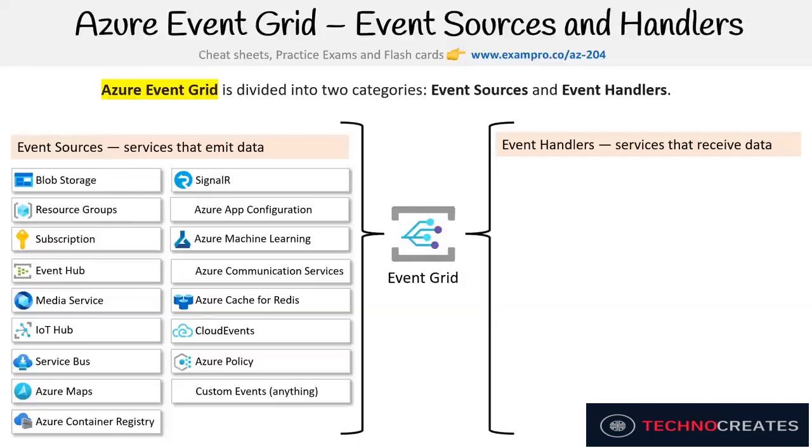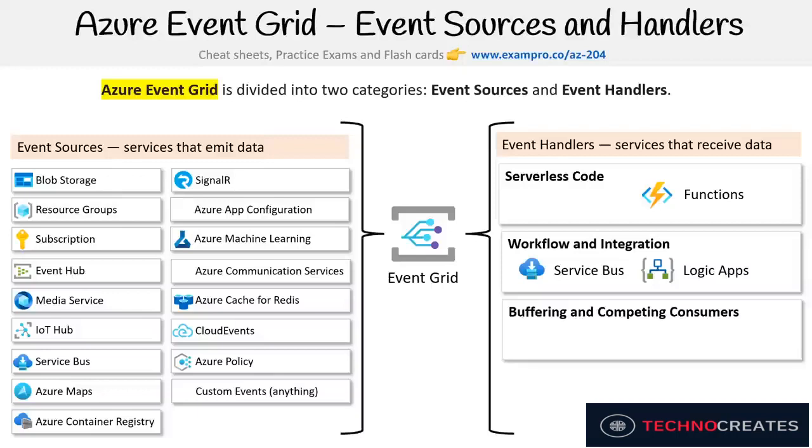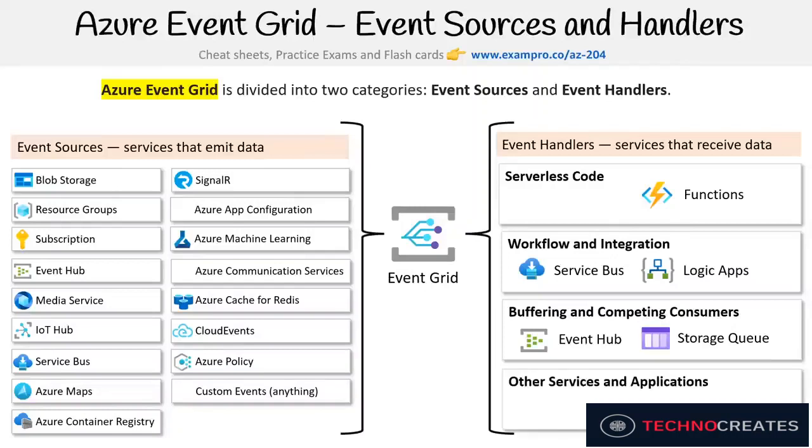I'm sure there's more native support for other services, but as you can see, we're limited for space. It can receive messages from a lot of places. For event handlers, the services that receive data, it could be serverless code, so think Azure Functions. We have workflow and integration, so think Service Bus and Logic Apps. Buffering and competing consumers, so Event Hub, Storage Queue. And other services and applications, so think hybrid connections like WebSockets or webhooks, or even automation. So yeah, there you go.